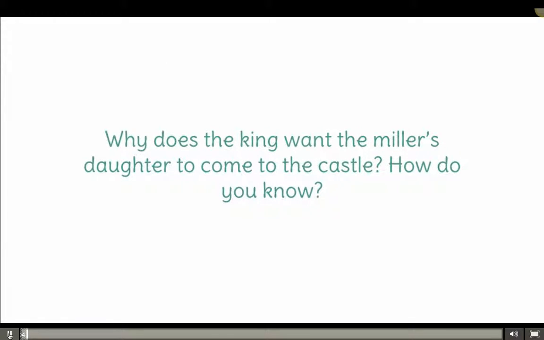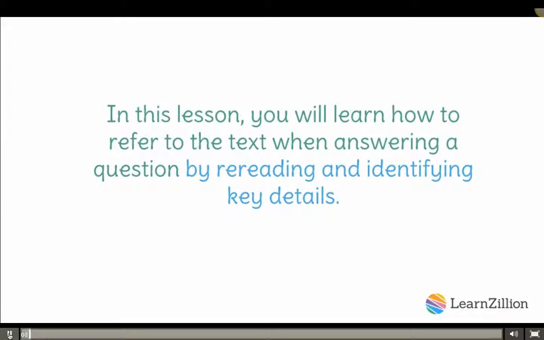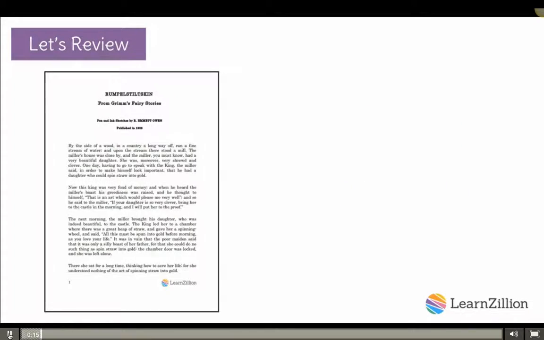Why does the king want the miller's daughter to come to the castle, and how do you know? In this lesson, you will learn how to refer to the text when answering a question by rereading and identifying key details. We've been reading the fairy tale Rumpelstiltskin.